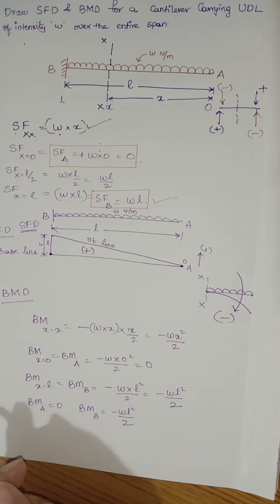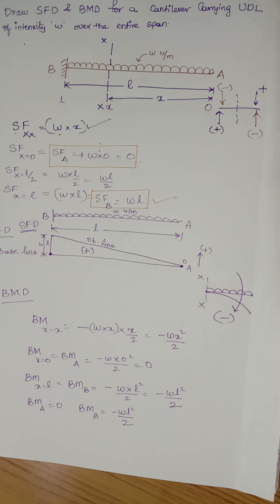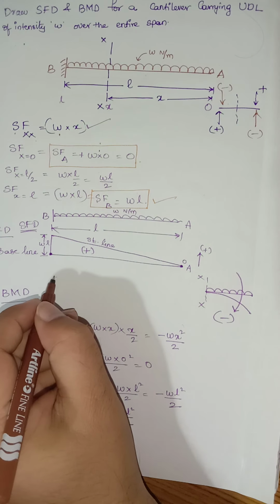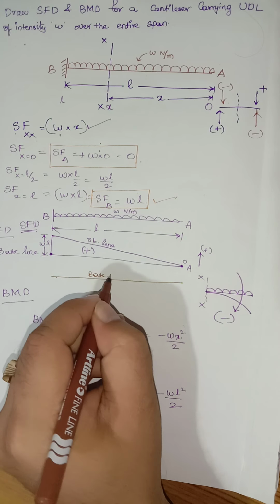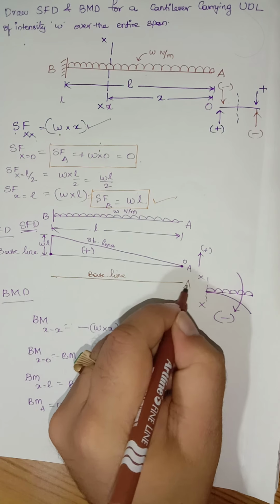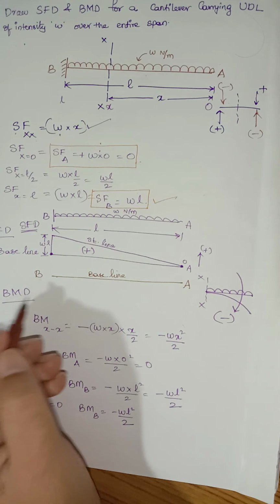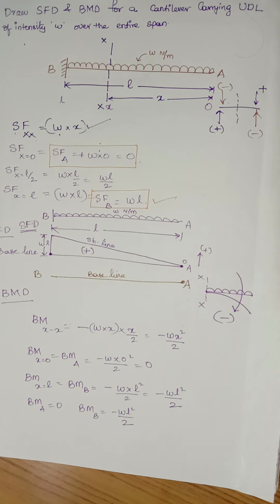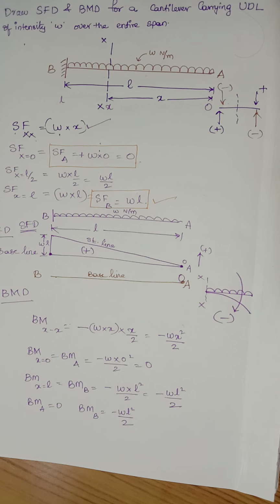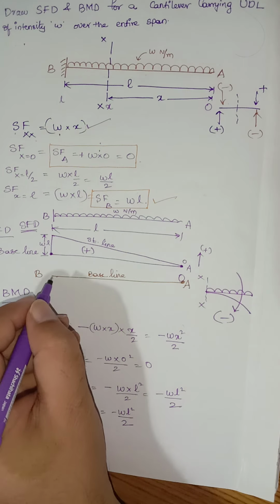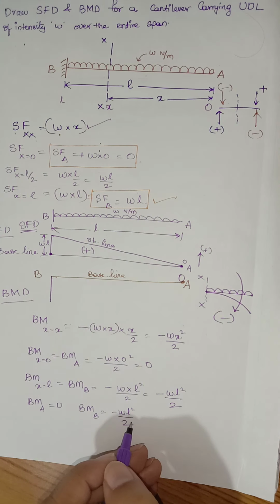Negative bending moment means it has to be plotted below the baseline. Same thing again, I'm drawing a baseline. Here we have point A and here we have point B. Exactly at point A, the bending moment is equal to 0 Newton meter. What will be the units of bending moment? Force multiplied by perpendicular distance, so it will be Newton meter. It is 0 at A, and exactly at point B we got the value as minus WL square by 2.